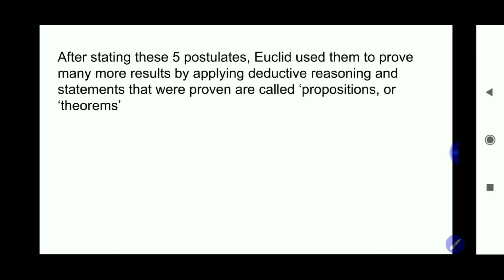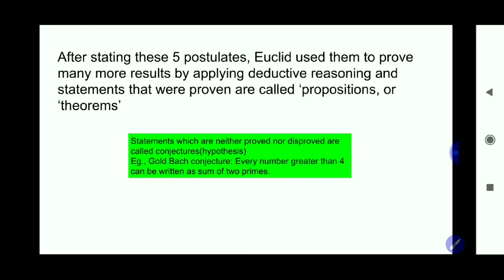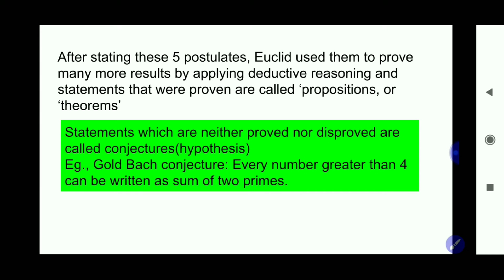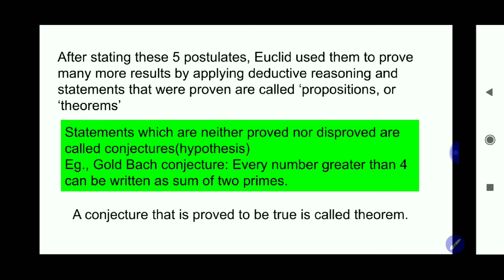After stating these five postulates, Euclid used them to prove many more results by applying deductive reasoning, and statements that were proven are called propositions or theorems. Statements which are neither proved nor disproved are called conjectures or hypotheses. Example, Goldbach conjecture: every number greater than 4 can be written as the sum of two primes. A conjecture that is proved to be true is called a theorem.